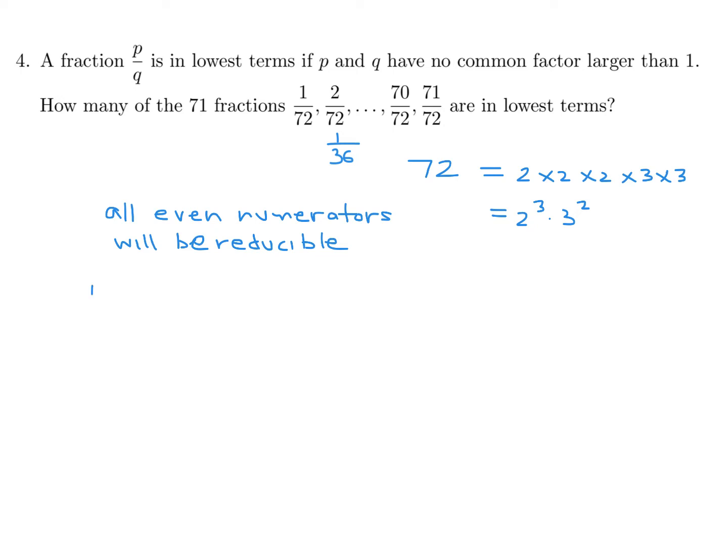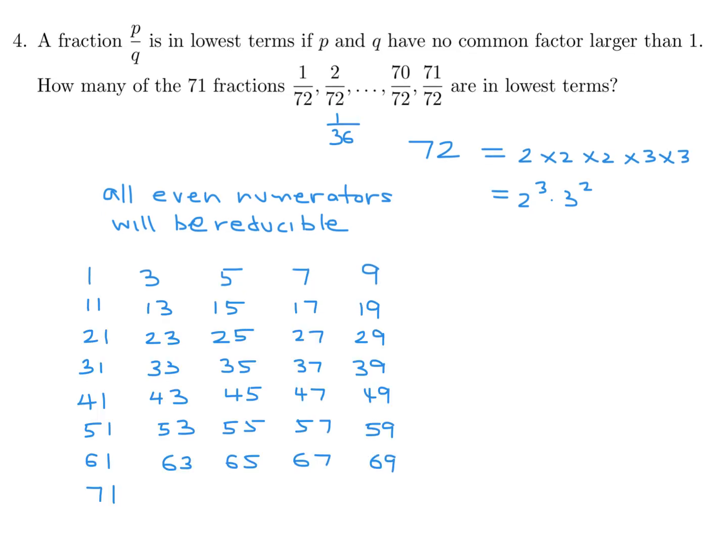And there's not that many odd ones, right? 1, 3, 5, 7, 9, and so on. So I'll just list them all out. That's the full list, right? We already got rid of all of the even numbers, and we're just left with all the odd numbers.